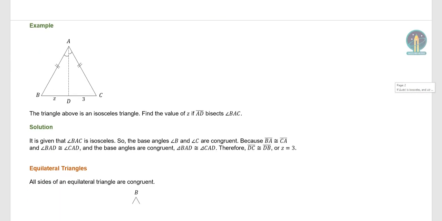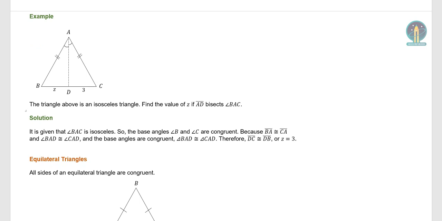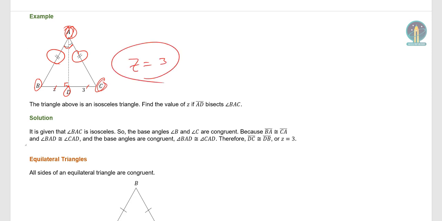Let's look at this example. The triangle above is an isosceles triangle. Find the value of Z if AD bisects angle BAC. So AD is a bisector of angle BAC, so these two angles are the same, and it's an isosceles triangle. So that tells us that AD is also a perpendicular bisector of the base, which means that segment BD is congruent to segment CD, which means that Z has to equal 3.